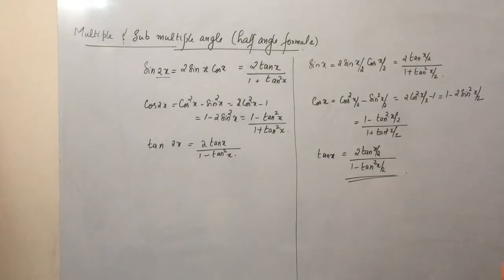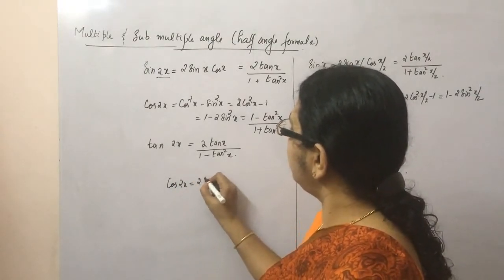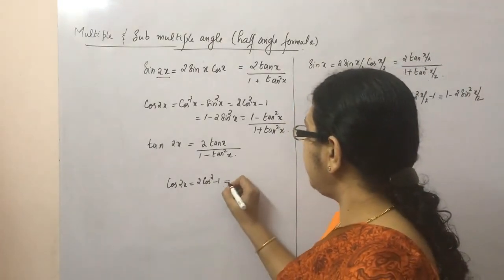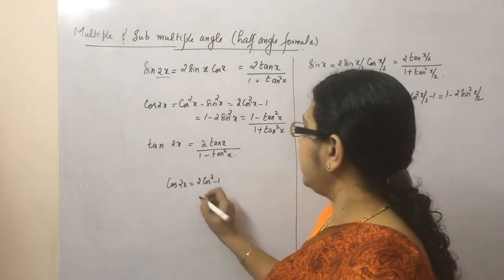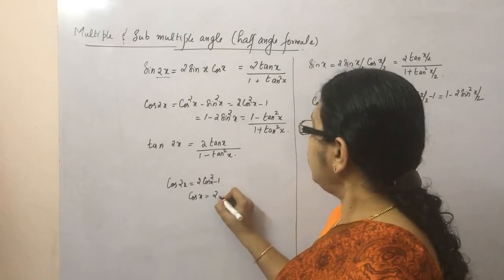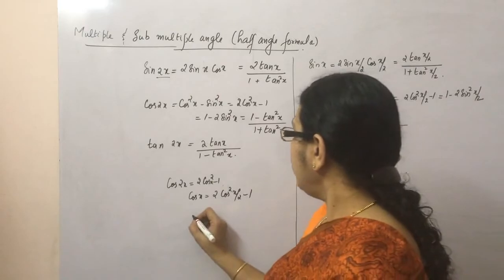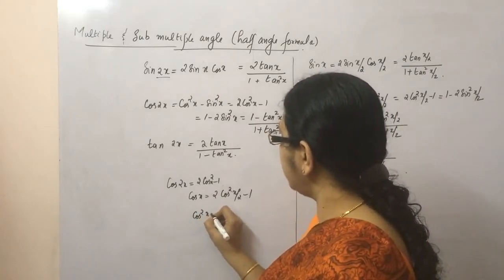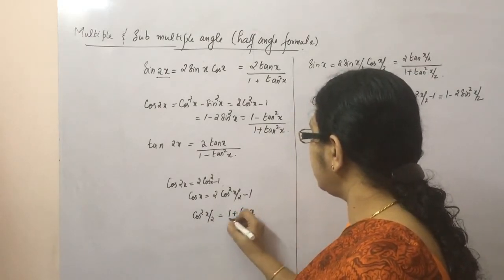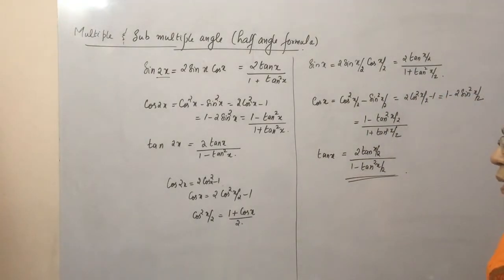Now one more thing, children, I would like to discuss here is cos 2x is equal to 2 cos squared x minus 1. Isn't it? What is the half angle here? This implies the half angle, I can write this as cos x is equal to 2 cos squared x by 2 minus 1. So what is cos squared x by 2? Can I write it as 1 plus cos x by 2? Yes.